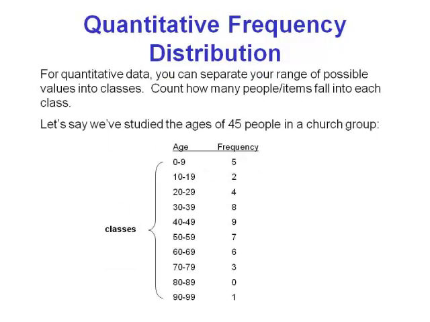With a quantitative frequency distribution, we need to break the possible values up into different ranges, and each of those ranges is called a class. So here I have an example where we've done a survey of a church group, 45 people, for their ages, and then we've broken the ages up into categories or ranges, and so those are the different classes.